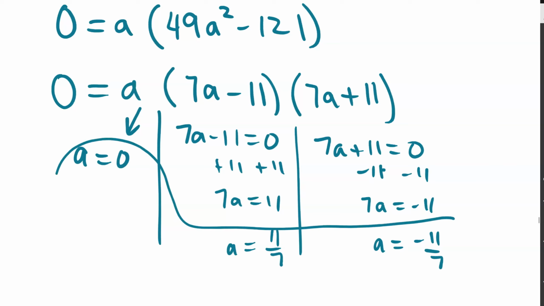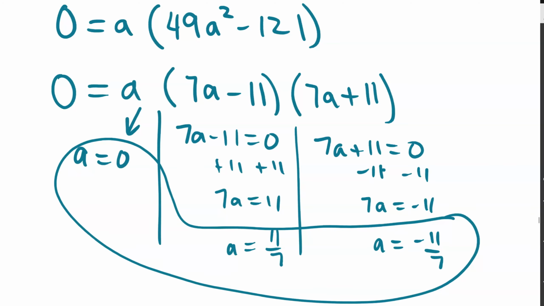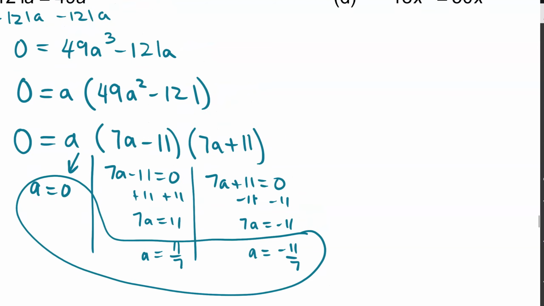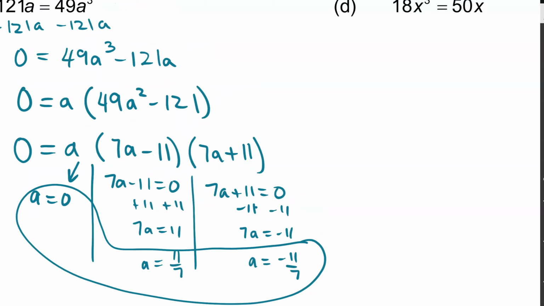So there are 3 solutions. This is weird. This is not a quadratic, but we had to use 2 different factoring methods. We had to pull out a common factor and then do difference of squares. When we're solving, our solutions are the same thing as roots, the zeros, and the x-intercepts. So that tells me that our original equation, 49a cubed minus 121a, crosses the x-axis at 3 different points.